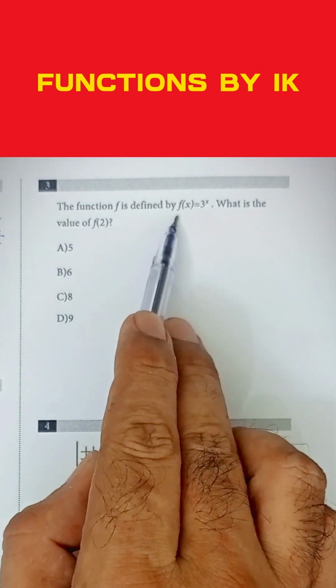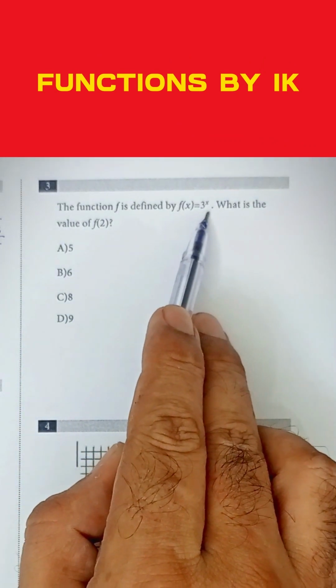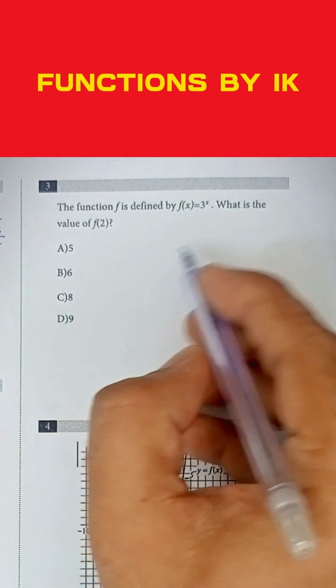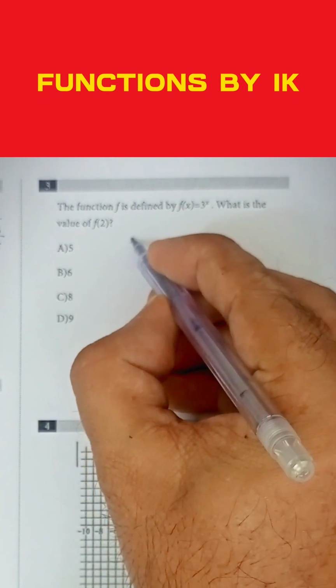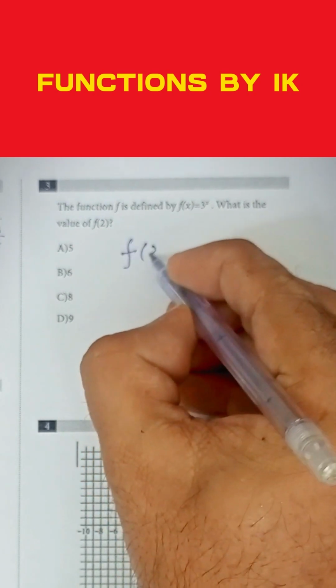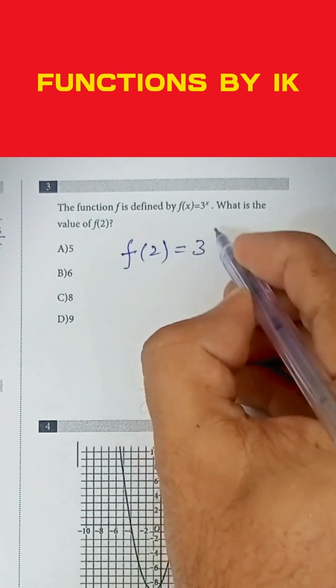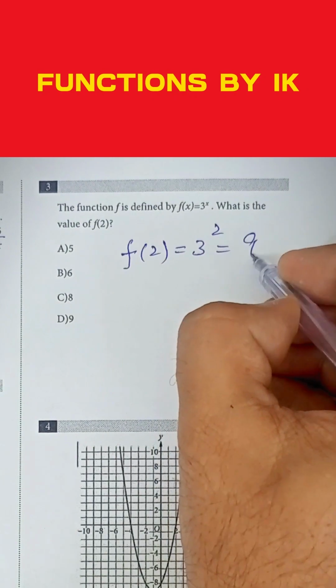Thank you. The function f is defined by f of x is equal to 3 raised to the power x. What is the value of f of 2? Just a simple function question. Plug in the value of 2 instead of x. So that is equal to 3 raised to the power 2. What is 3 raised to the power 2? That is 9. So this one is the answer.